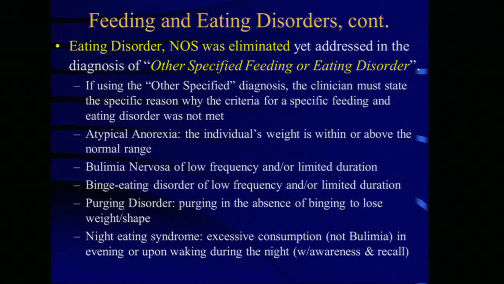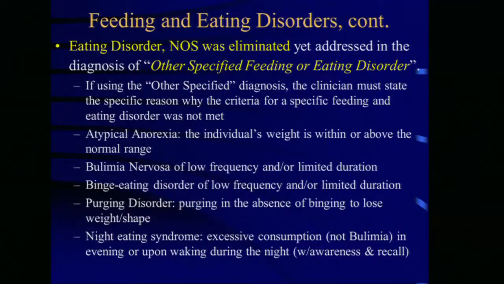And then there are some NOS. Since NOS was eliminated, there are some other specified feeding or eating disorders, like atypical anorexia. If you've got an individual who meets all the criteria, but their weight is within or above normal, that can happen. Bulimia nervosa of low frequency and/or limited duration. Binge eating disorder of low frequency or limited duration. Purging disorder, and it does say purging disorder, but if you look in the back, it's not a separate disorder. It's purging in the absence of binging to lose weight or shape. And in the middle-aged population, middle-aged women do a lot of unusual other specified feeding and eating disorders, so that would be one of them.